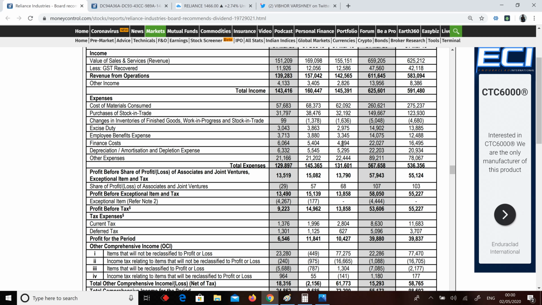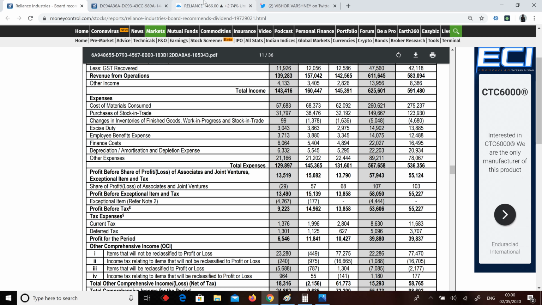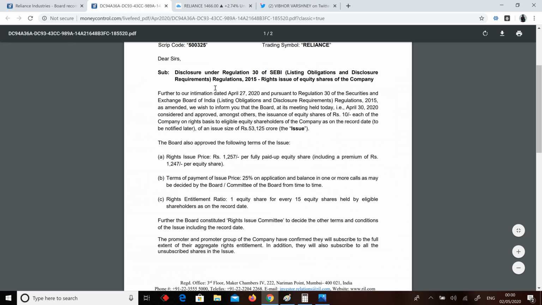Obviously, it is going to hit the next quarter as well, that is the April quarter, because April was totally locked down and now it has been extended till 18th of May. That is almost 45 days. Half of the quarter has already been done, so it might hit the next quarter as well. Now, after the result analysis, let's move to the rights issue. Is it good? Is it bad?